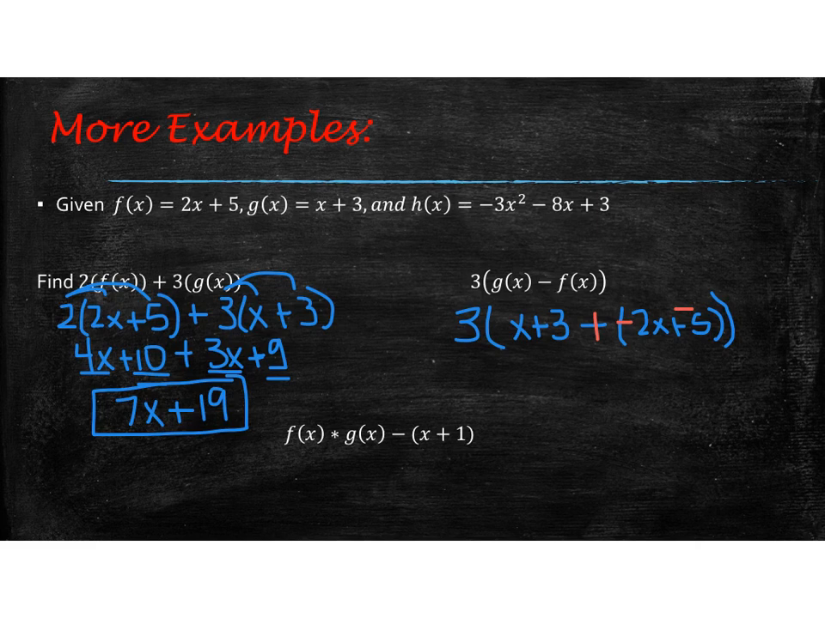And now let's combine like terms. So we're going to have 3 parentheses x plus a negative 2x is negative x, and then 3 plus a negative 5 would be a minus 2. Then now just distribute the 3, so you get negative 3x minus 6.